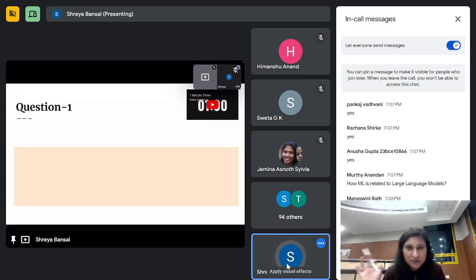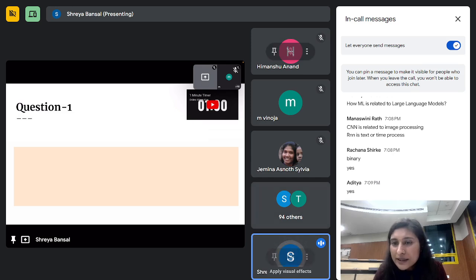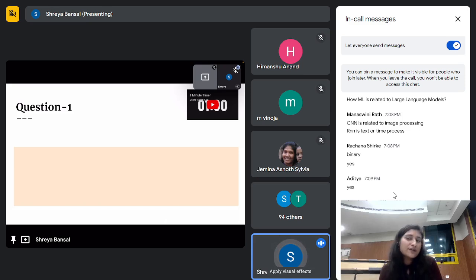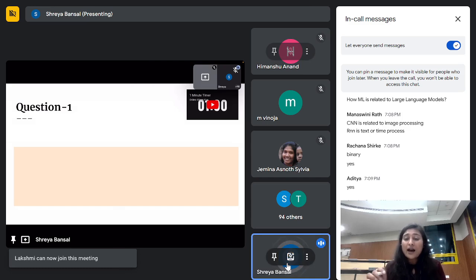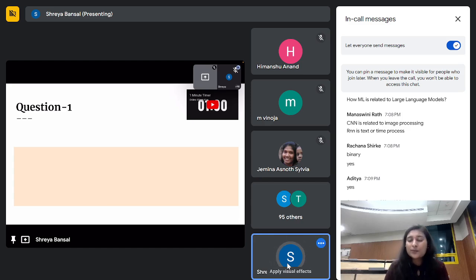Is that clear? Yes, ma'am. Okay. And what you have written here, Manaswini, that CNN is related to image processing. Yes. RNN is related to text or time processing. Yes. RNN means some sequence is given to you. So in text, if you are writing, like, "Hi, I am Shreya Bansal." So "hi," comma, "I," this is a sequence, right? Your time process. And CNN is related to image processing.